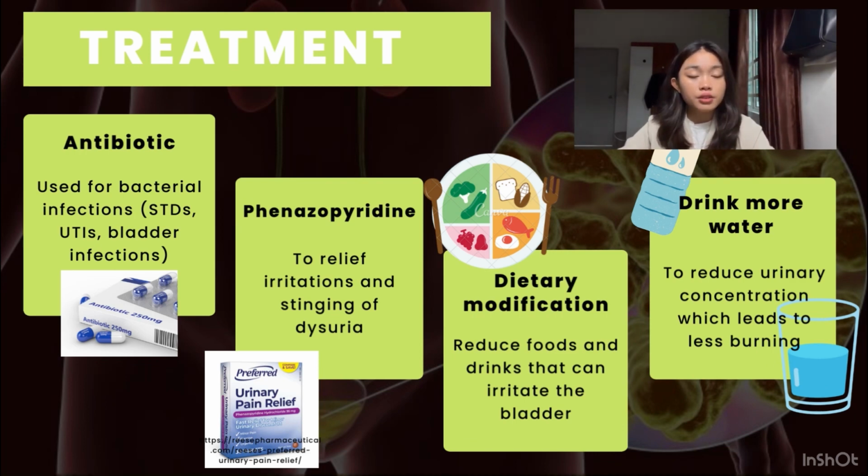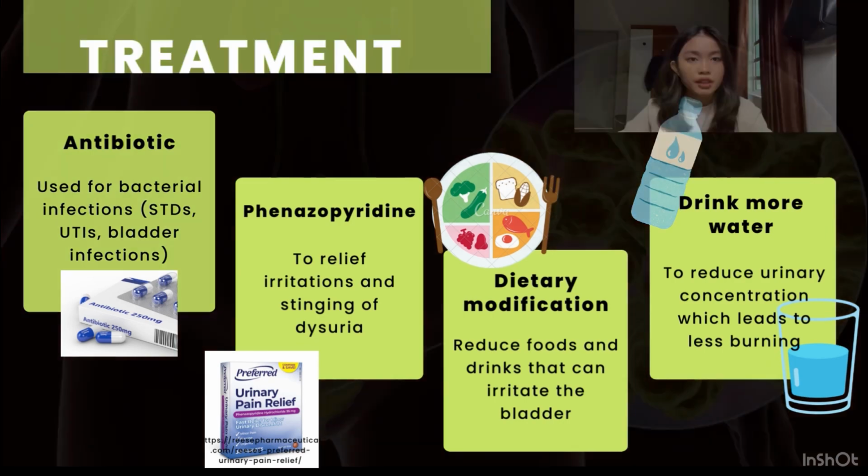Next is dietary modification. It is advisable for patients to reduce foods and drinks that can irritate the bladder. This includes alcoholic beverages, highly acidic foods, and spicy foods. Lastly, it is advisable for the patient to drink more water. This is to reduce urinary concentration, which leads to less burning.